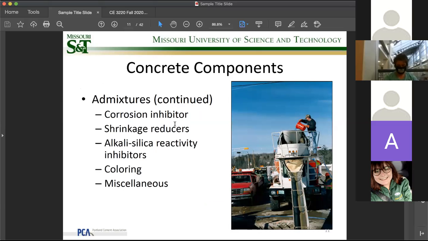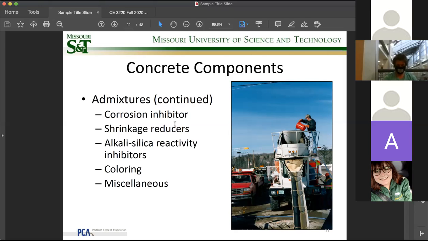So we have two types of inhibitor. One is chemically active, the other is physically active. One basically reacts with the chemical agent to slow down the reaction. The other is simply blocking, or by filling the pores, reduces the amount of water that can transfer from the exterior surface to the reinforcement, okay? Now we also have shrinkage reducers that can reduce shrinkage.